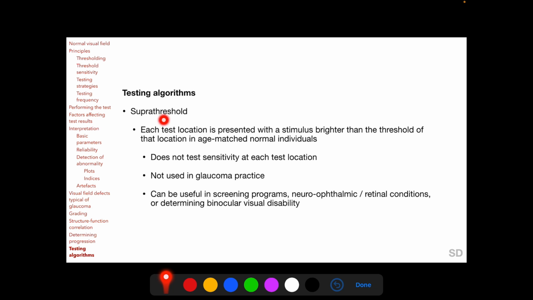So in the suprathreshold testing algorithm, each test location was presented with a stimulus brighter than the threshold of that location in an age-matched normal individual, and the subject had to respond whether he or she perceives this suprathreshold stimulus at each test location. So the suprathreshold testing algorithm does not test sensitivity at each test location. Although, as we have mentioned, it is no longer used in routine glaucoma practice, it can be useful in screening programs, neuro-ophthalmic and retinal conditions, or determining binocular visual disability.